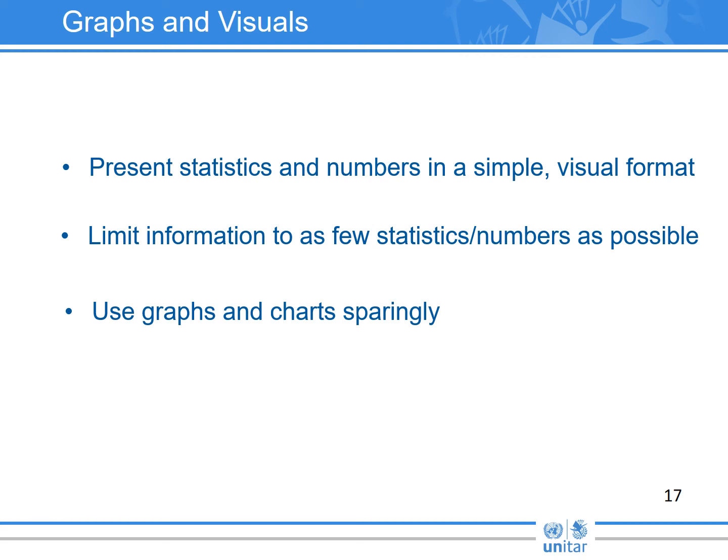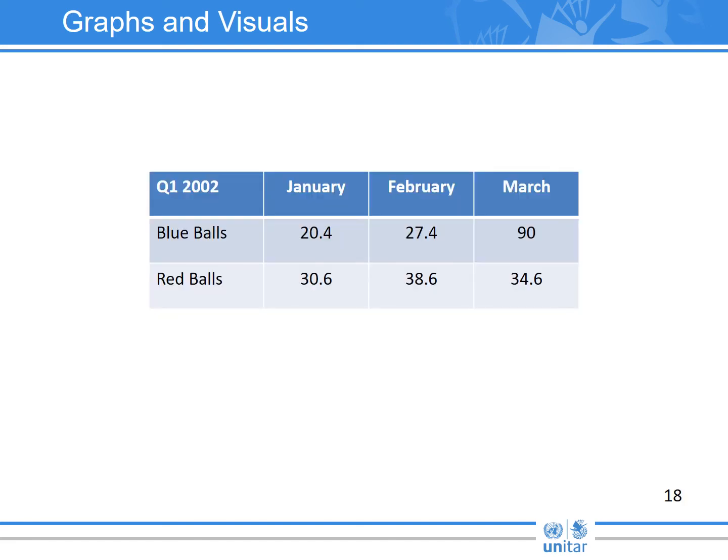Here are some examples of effective visuals and ineffective visuals. So here's a nice little chart. Doesn't present too much information. It uses different shades of blue and, you know, gets lighter as it goes down. Really easy to see, not hard for the eye to focus on.